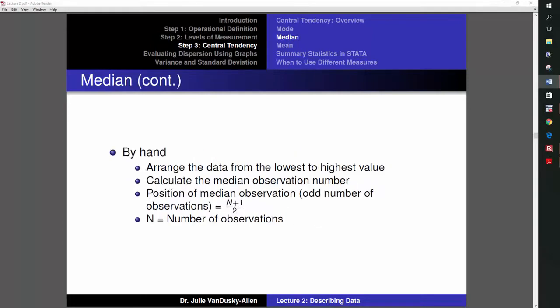In order to find the median by hand, we arrange the data from the lowest to highest value. Then we calculate the median observation number. The position of the median for a variable with an odd number of observations is the number of observations plus 1, and that number divided by 2.